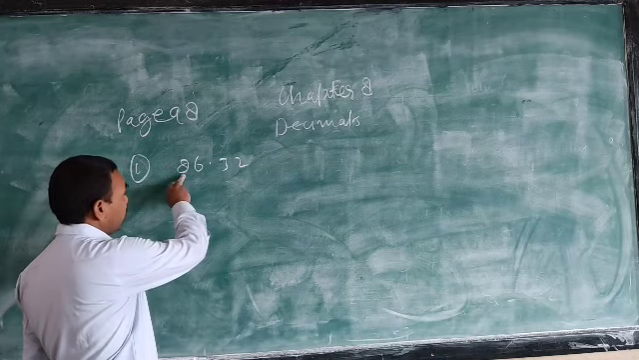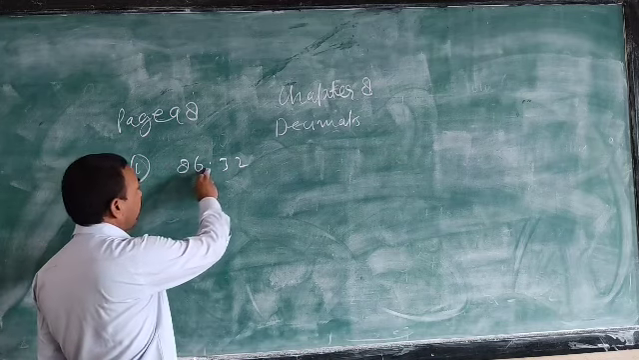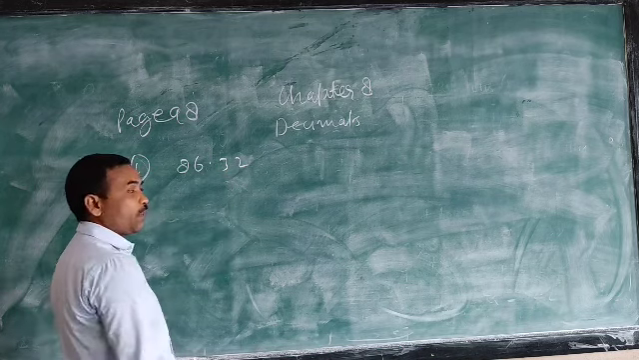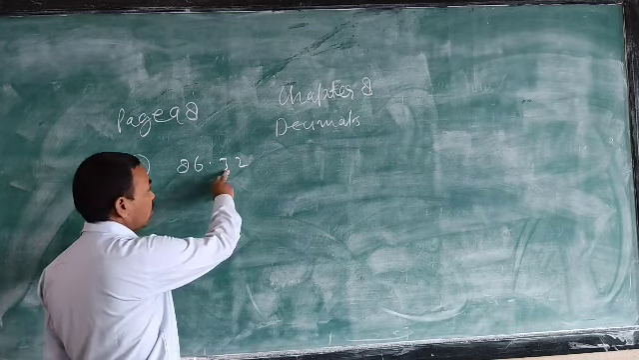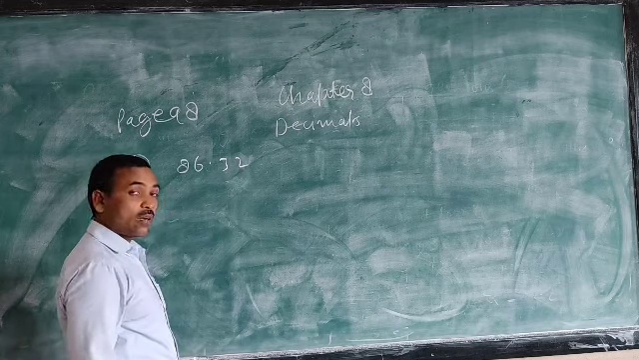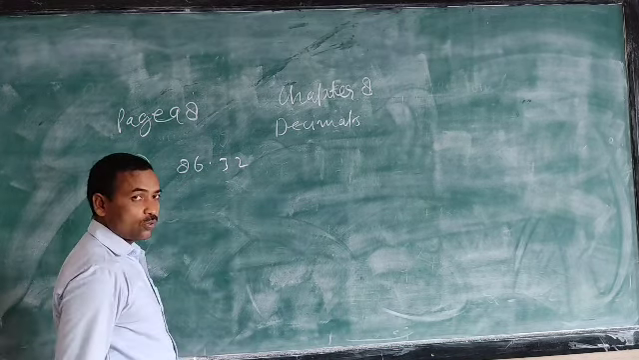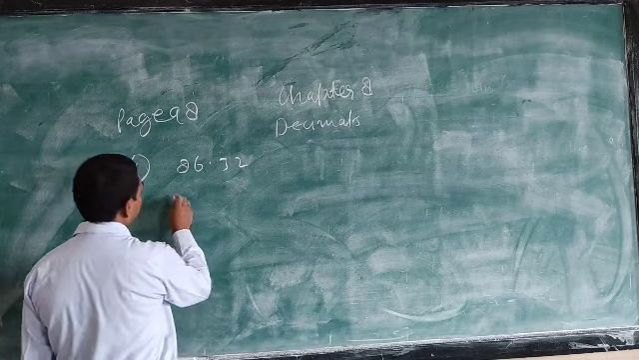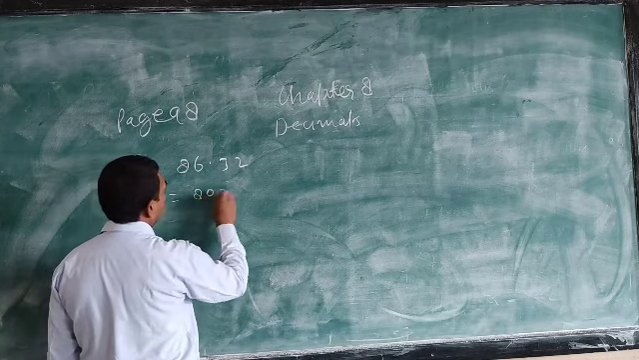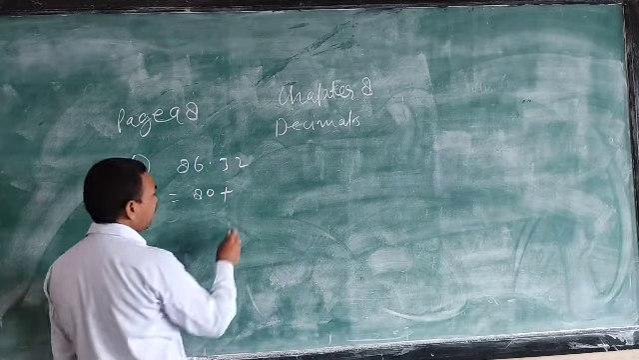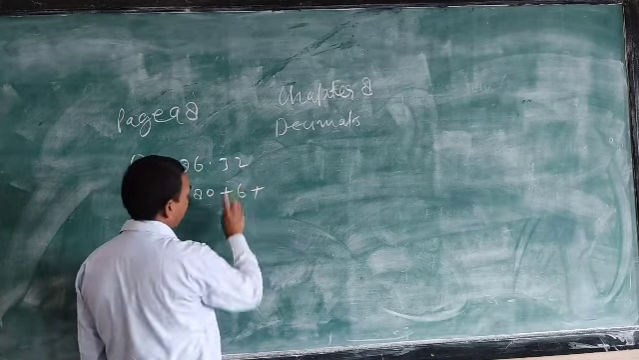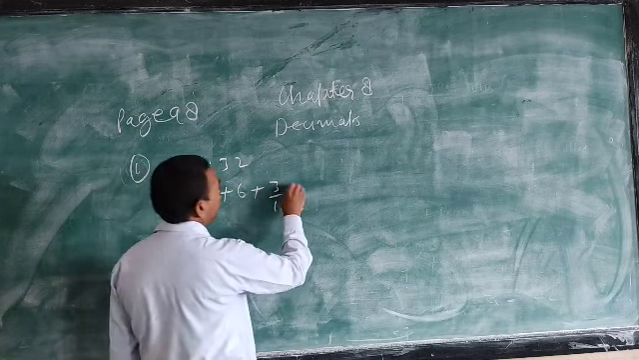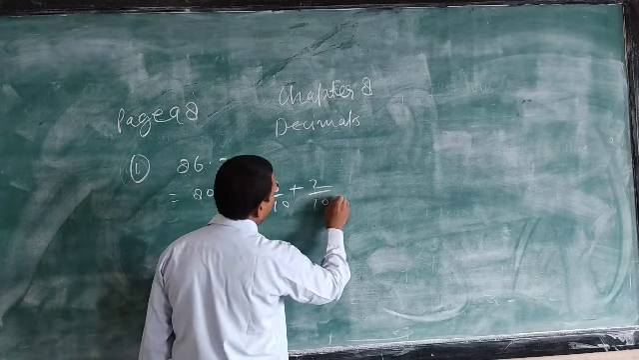You know this number is given as 86.32. Here 3 is known as the tenths place. So the tenths place is 3 and this is the hundredths place, not 100. This hundredths place is 2. So this can be written in fractional form as 80 plus 6 plus 3 by 10, 3 tenths, and this 2 by 100.